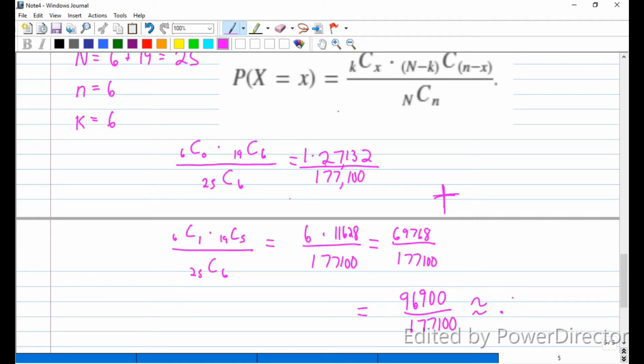If you round to 4 places, you get 0.5471. All right, so the probability that no more than one employee was over 50 is 54.71%. So pretty good chance, pretty good probability there.